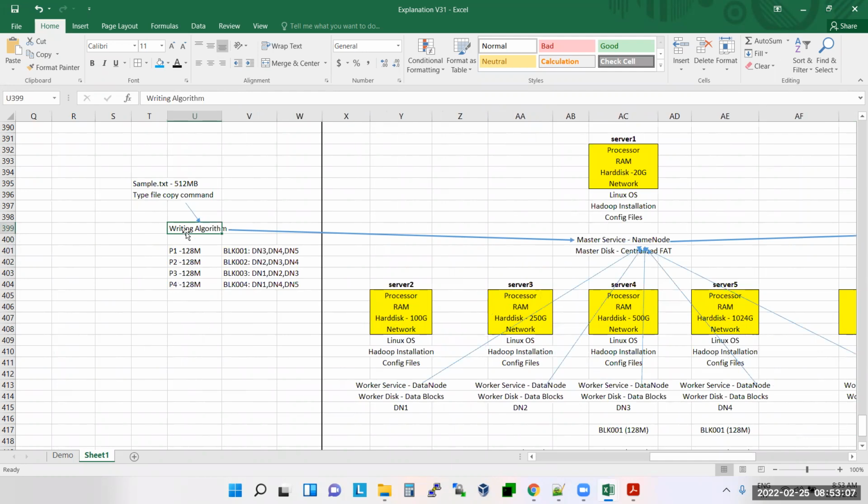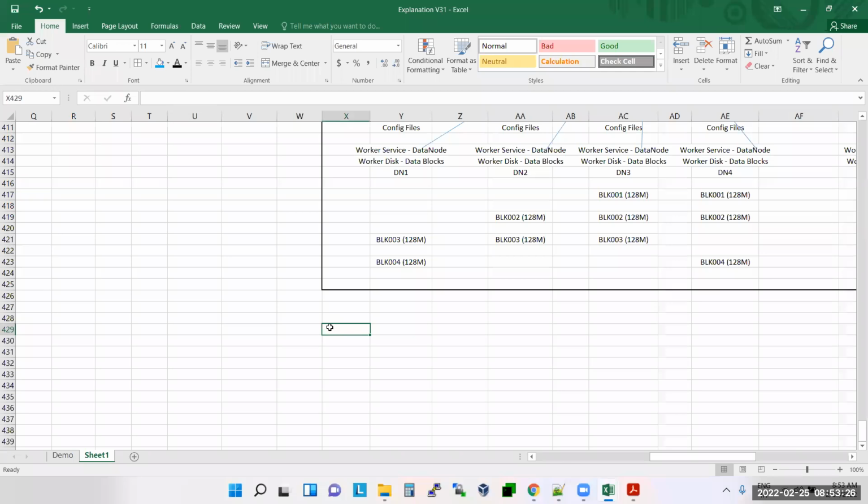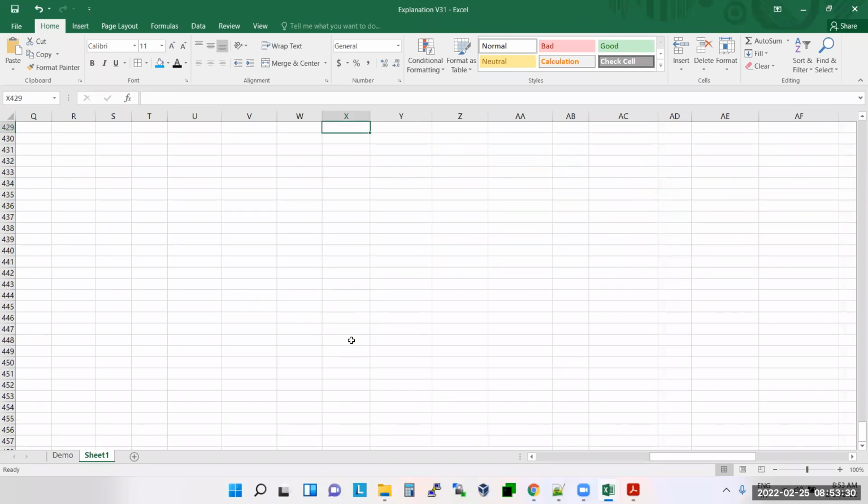So now in Hadoop architecture, we understood there are 2 major services. One is the name node, which is the master service, and the data node, which is a worker service. Clear? Yes, sir. Okay, I guess we can stop it here, guys.